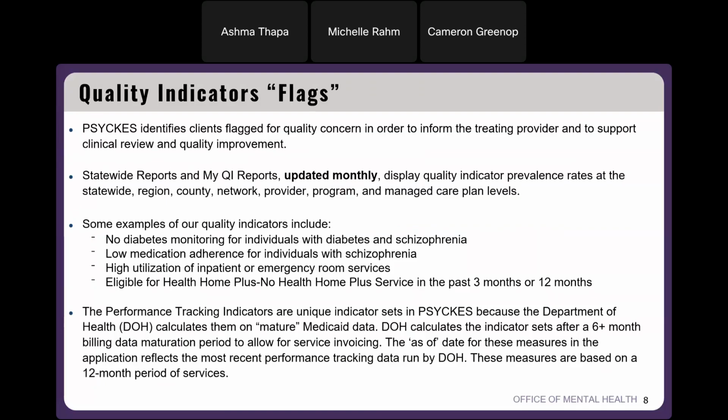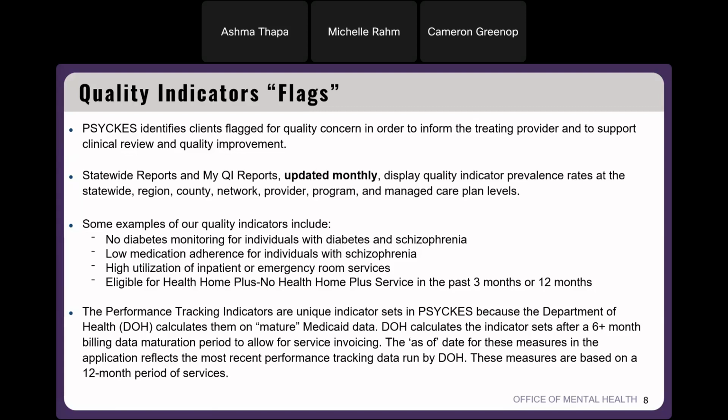Now we have quality indicators that are otherwise known as quality flags in the application. So what PSYCKES does is it identifies clients flagged for a quality concern in order to help inform the treating provider and to support that clinical review, care coordination, and quality improvement. Now we have statewide reports and MyQI reports, and these are updated monthly. And what these reports do is they display all quality indicator prevalence rates at different levels. So that includes the statewide level, the region, the county, network, provider, program, and managed care plan levels.